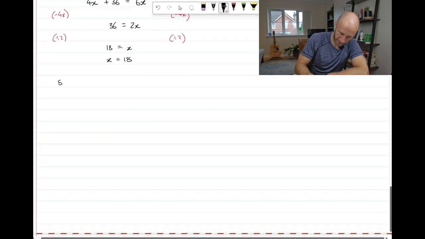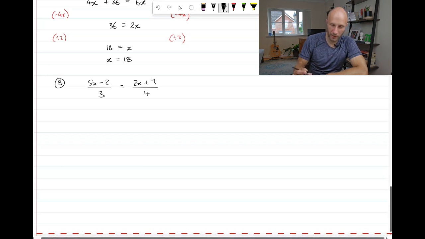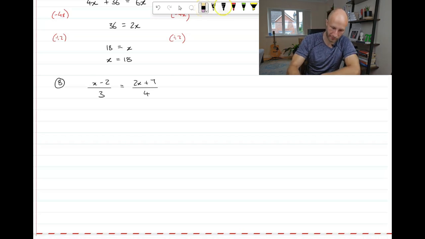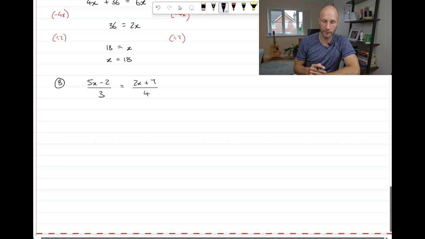3 more questions. So number 8 is 5x minus 2 all over 3 equals 2x plus 7 over 4. The reason why I've included this one is people often use a bit of a shortcut like, oh, we'll cross multiply, and to me that doesn't really mean anything. I don't really like the whole idea of cross multiplication. I think it confuses people. So if you just follow the process and the principles that I've laid out in this video, it will work perfectly for you.